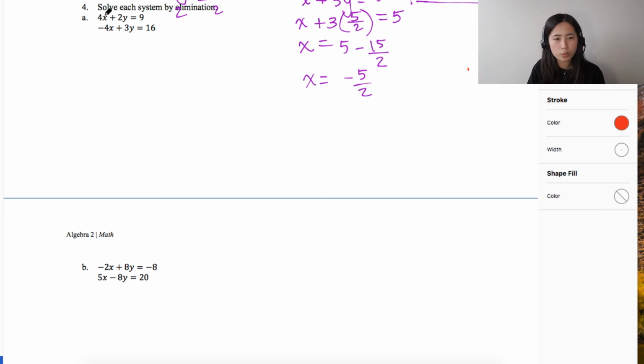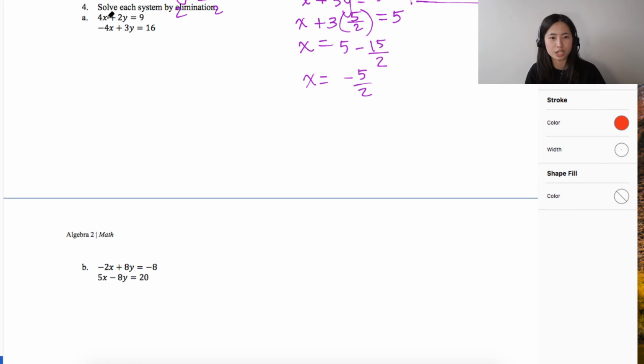So for part 4, we need to solve each system by elimination. The difference between elimination and substitution is when you have elimination, you want to get rid of one variable. As you can see in part A, you have 4x plus 2y equal to 9, and negative 4x plus 3y equal to 16. Because this is already 4x, we can easily get rid of this x and just have y and solve for y. So that's the goal in elimination.